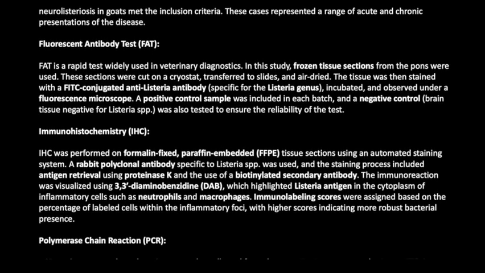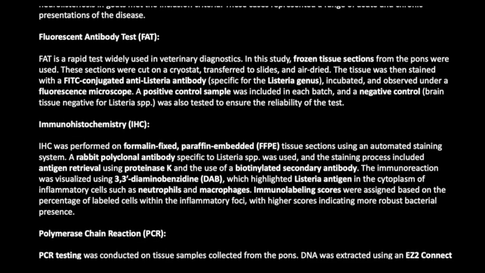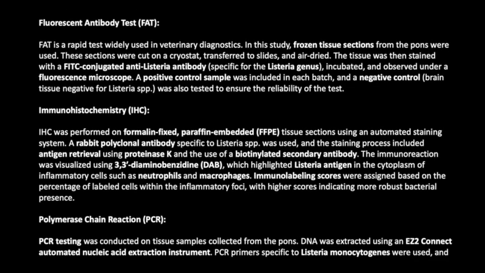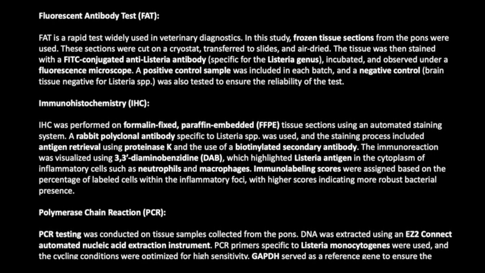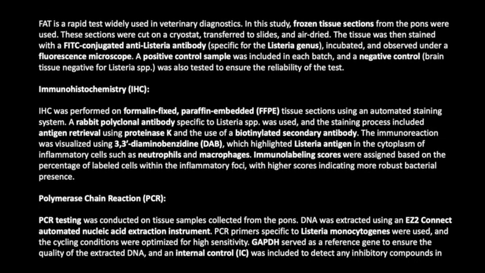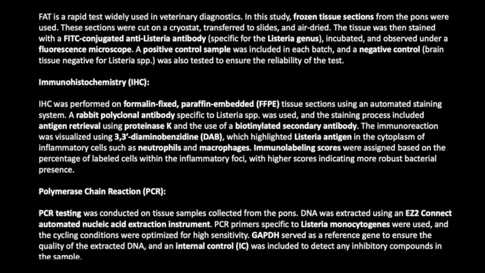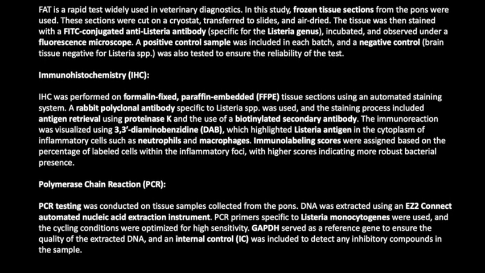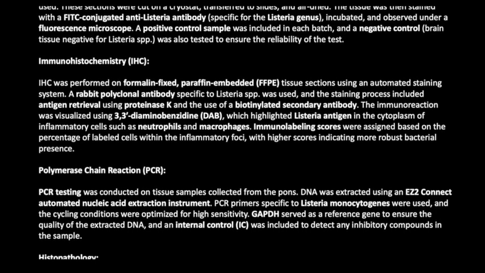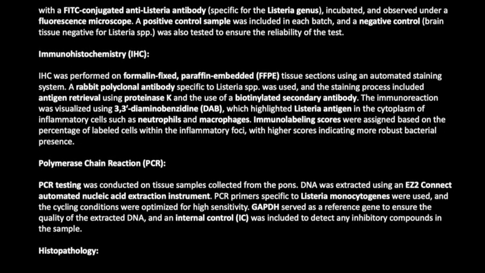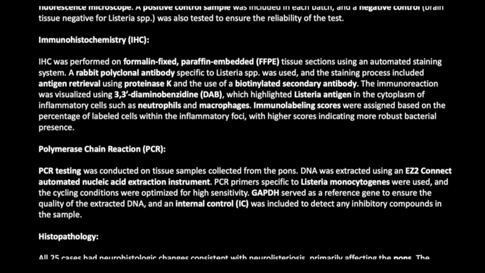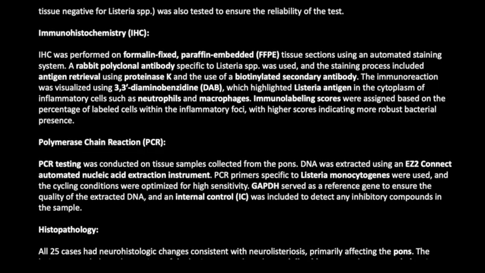Immunohistochemistry, IHC, was performed on formalin-fixed, paraffin-embedded, FFPE, tissue sections using an automated staining system. A rabbit polyclonal antibody specific to Listeria spp. was used, and the staining process included antigen retrieval using proteinase K and the use of a biotinylated secondary antibody. The immunoreaction was visualized using 3,3-diaminobenzidine, DAB, which highlighted Listeria antigen in the cytoplasm of inflammatory cells such as neutrophils and macrophages. Immunolabeling scores were assigned based on the percentage of labeled cells within the inflammatory foci, with higher scores indicating more robust bacterial presence.